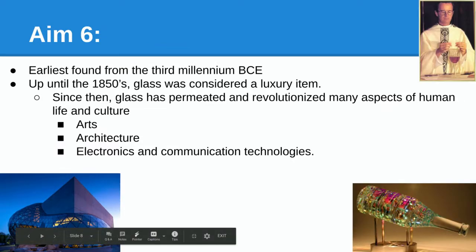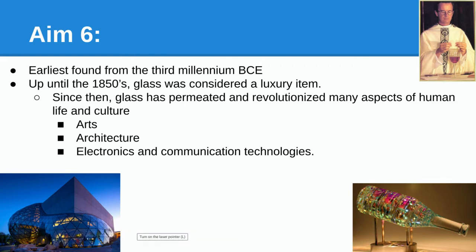6, the earliest found glass was about 3rd millennium BC, which is before chickens. And so glass has been around for a long time. But up until about 150 years ago, it was considered a luxury item because it wasn't that easy to make. So you have to get it so hot to melt it down and then get it into your desirable shape. But our technology got better and better.